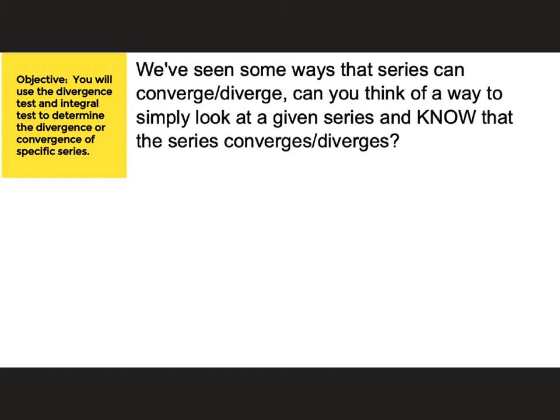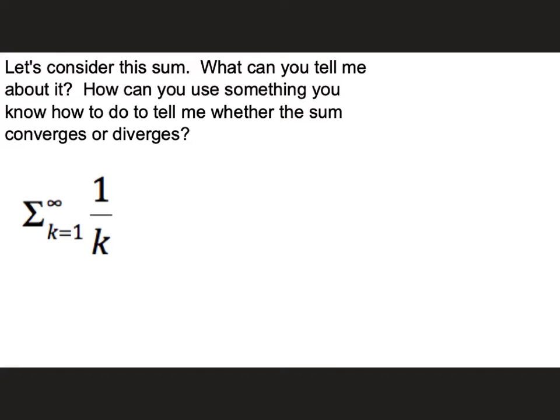All right, let's see. We're going to use the divergence test, an integral test, to determine the divergence or convergence of specific series. So let's find out what we've got going on up in here. We've seen some ways that a series can converge or diverge. Can you think of a way to simply look at a given series and know that it converges or diverges? Well, no. And let's see, consider this sum. What can you tell me about it? How can we use something you know how to do to tell me if we converge or diverge?